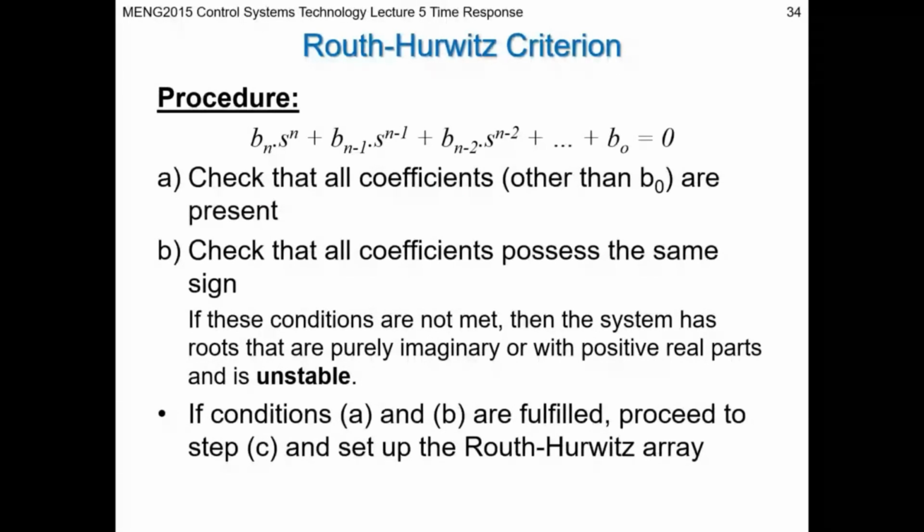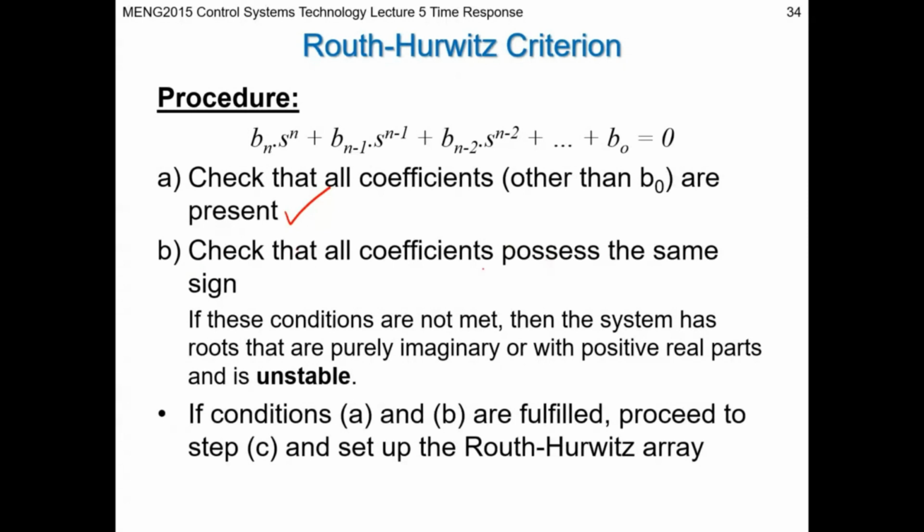For Routh-Hurwitz, the first thing we're going to do is check that all the coefficients are present, apart from B0. This one is not so important. But all the other coefficients, you have to have a coefficient for each of these S terms. So if you have a third order, then you're going to have a Bn, or B3, let's call it. You're going to have a B2 and a B1. All of those three have to be present, right? And if we say yes, then we proceed.